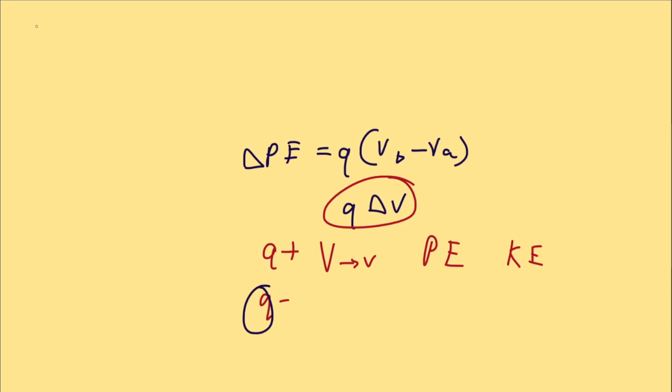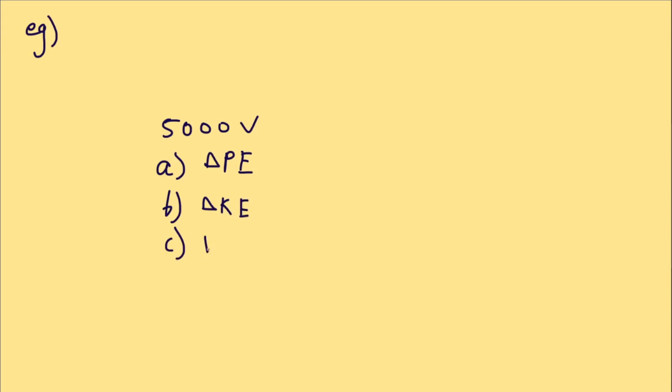So let's go through an example problem now. Let's say you've got a giant potential difference of 5,000 V. You drop in an electron, what happens? Yes, it's pretty vague, but let's go through our goals first. First, we're going to find the change in potential energy. We're going to find the change in kinetic energy, and we're going to find the final speed of our electron, so final velocity. Let's solve.